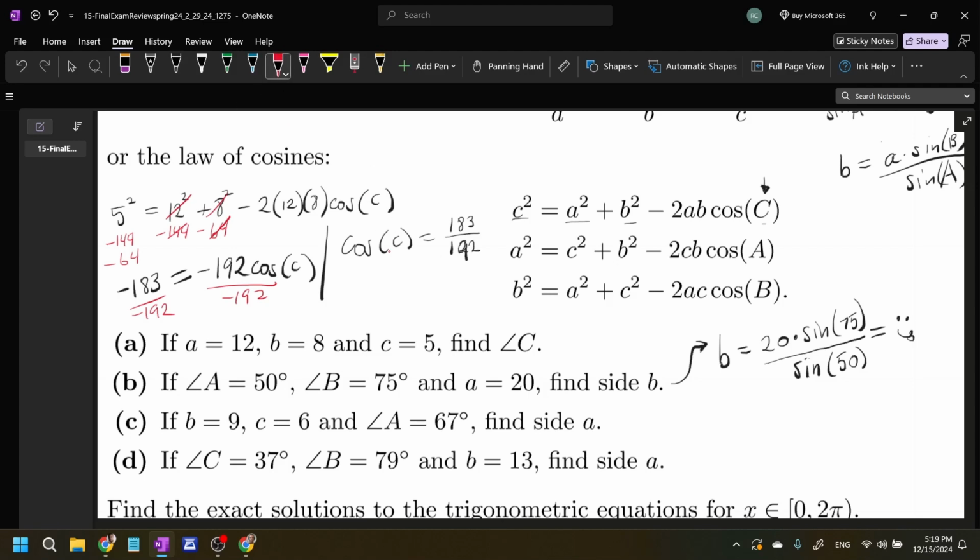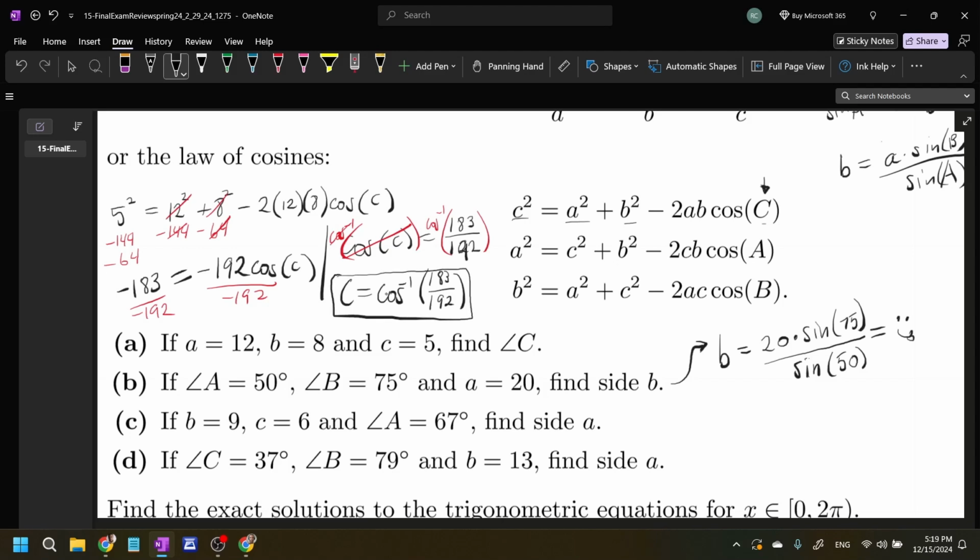So to get rid of the cosine, we're going to do the arc cosine of both sides. Arc cosine and cosine cancel each other out. And we're left with angle C is the arc cosine of 183 over 192. And again, I'm going to let you do that in your calculator.